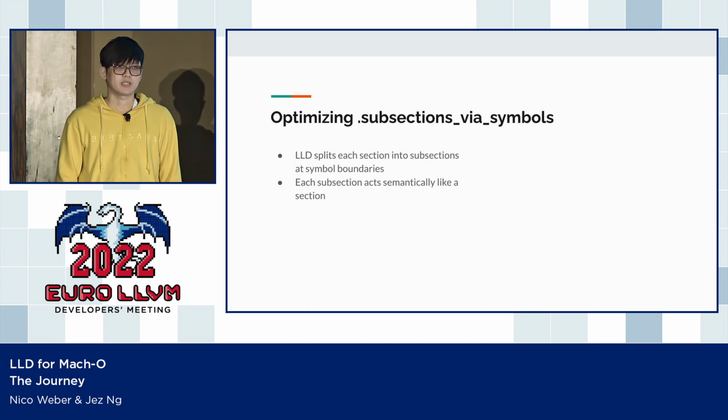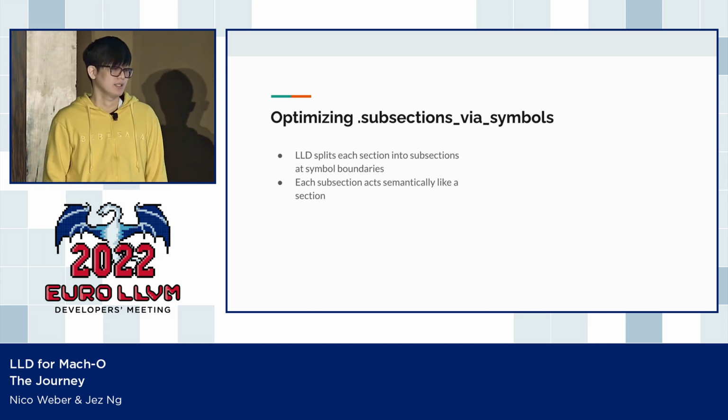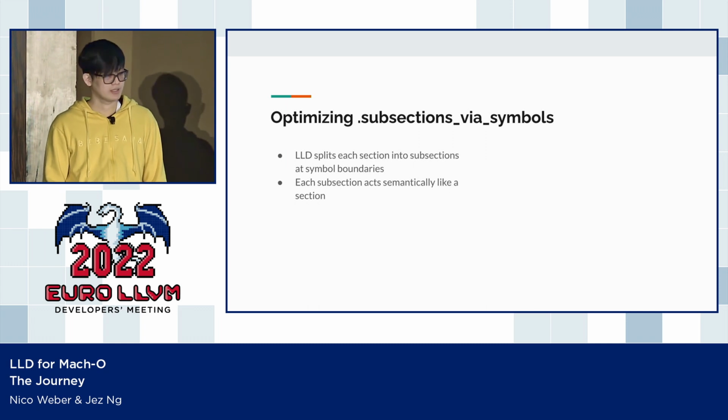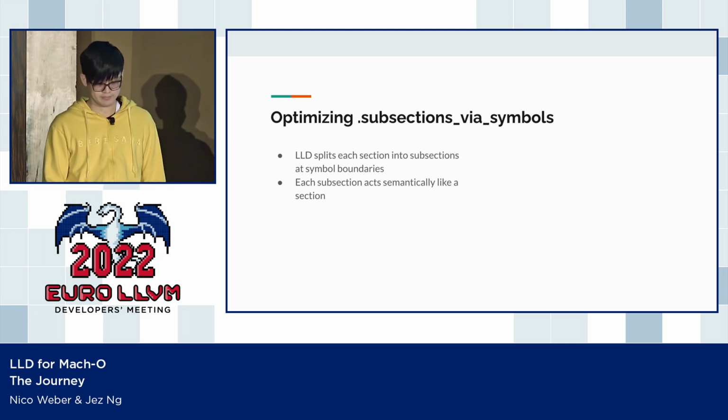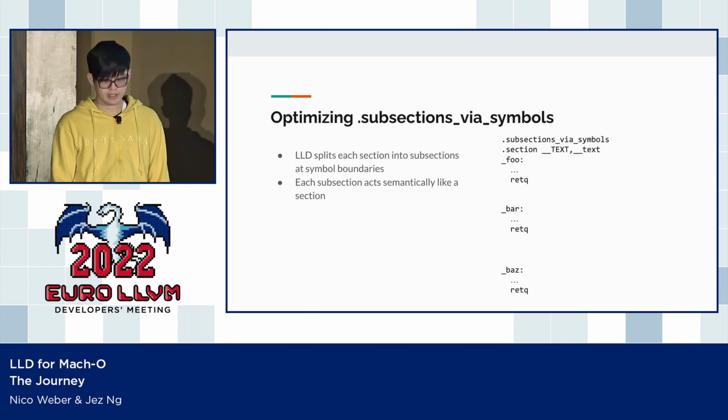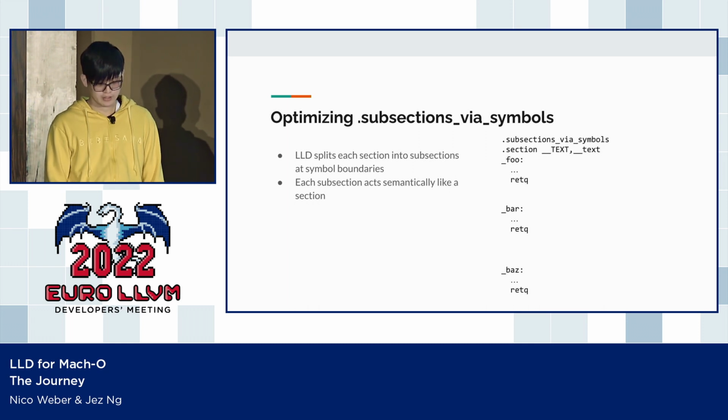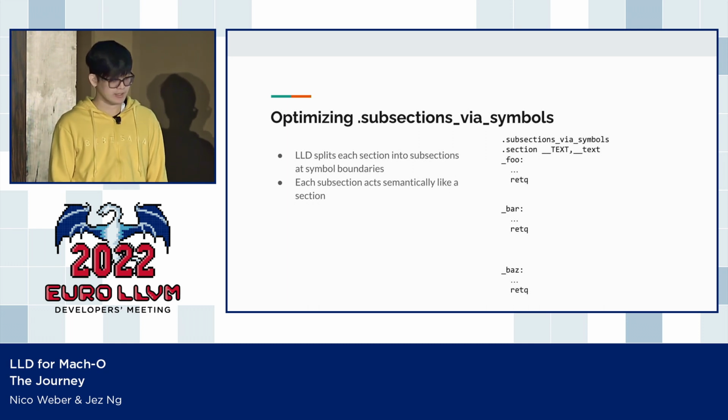So, what is subsections via symbols? Well, as I mentioned, LLD splits each section into subsections at symbol boundaries. And each subsection acts semantically like an individual section. Roughly speaking, it means that each function ends up in its own section. So on the right, we have an assembly snippet containing 3 different symbols. The subsections via symbols directive causes the linker to implicitly insert each one into its own section, like so.